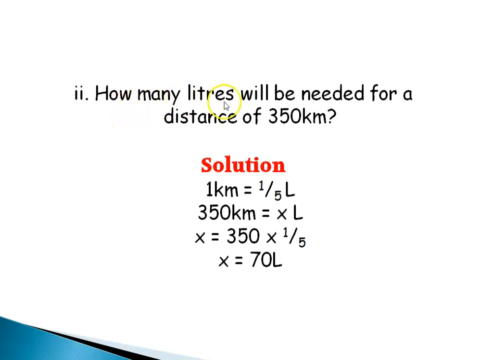Alright, the second part says, how many liters will be needed for a distance of 350 kilometers? Remember, we have established that 1 kilometer would take 1 over 5 liters. Then 350 kilometers will take, let's call it x liters. And then by the time we cross multiply, you have 1 times x, that is x, and then 350 times 1 over 5. 350 times 1 over 5 is the same thing as saying 350 divided by 5, and that is 70 liters. So I need 70 liters of fuel to travel a distance of 350 kilometers. Is that taken? Very good.